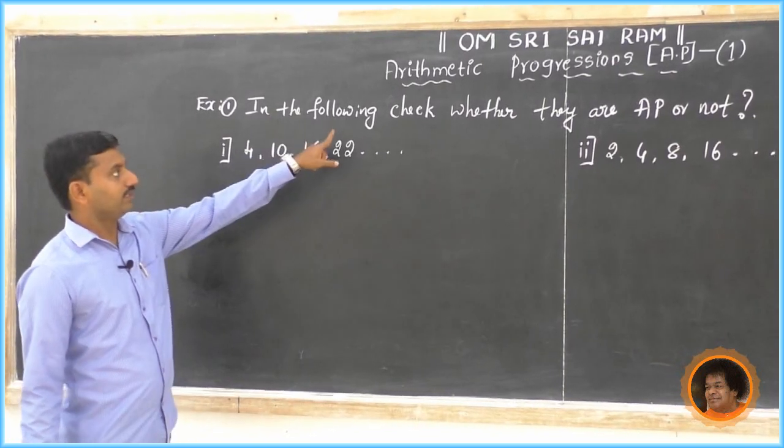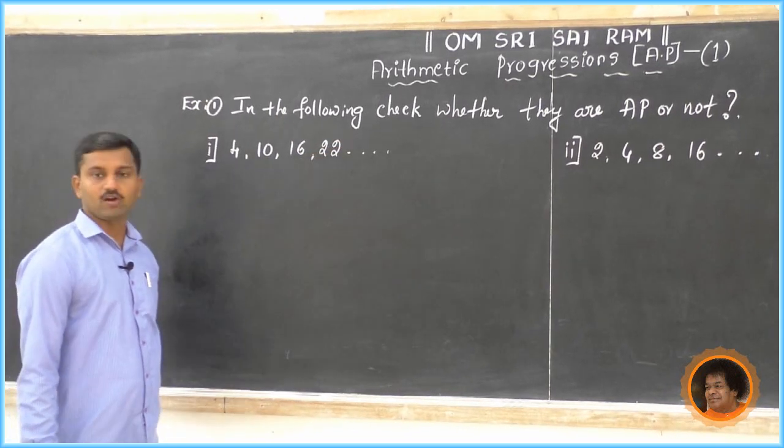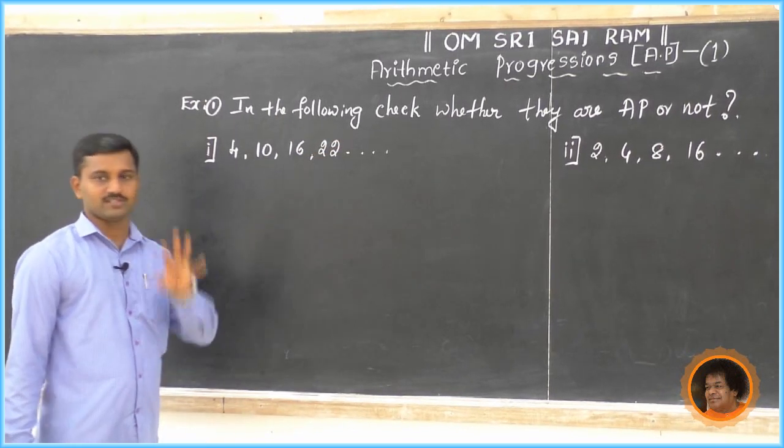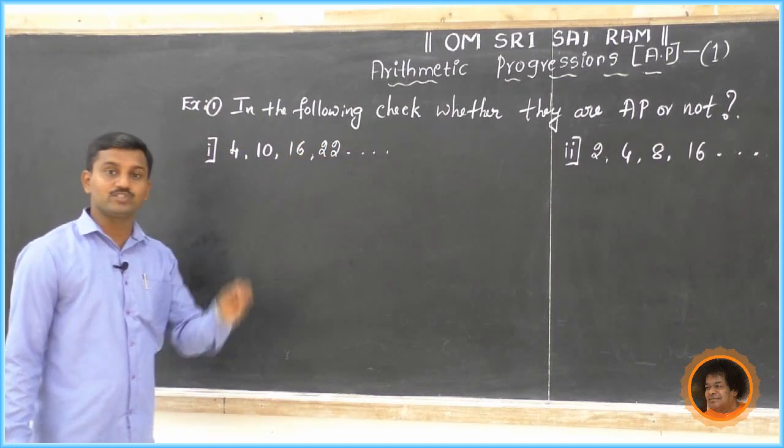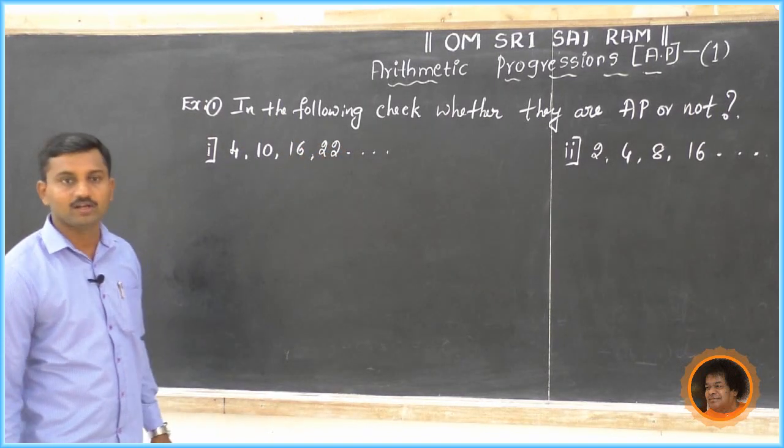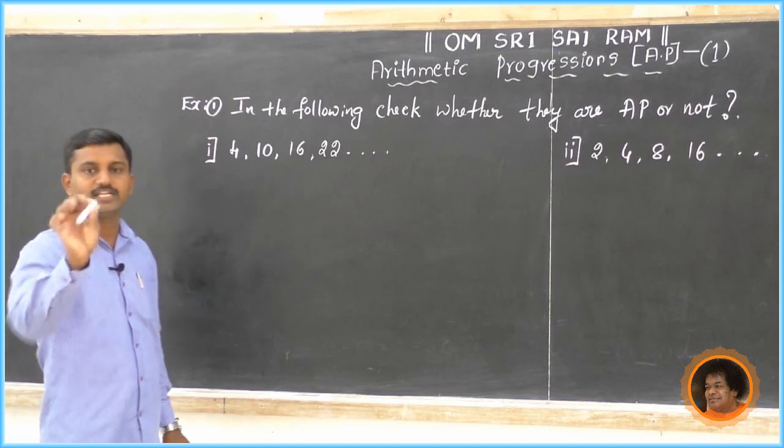Now some examples related to arithmetic progressions. In the following, check whether they are AP or not. Go through the questions. How to check whether the given list of numbers is an AP or not? Just find the difference between any two terms.